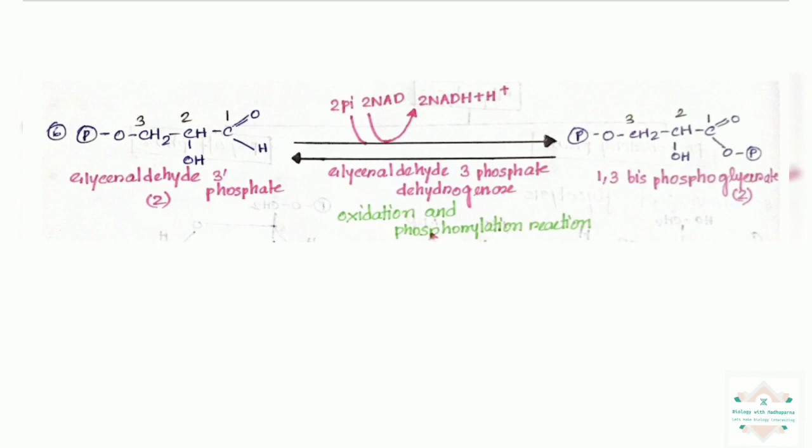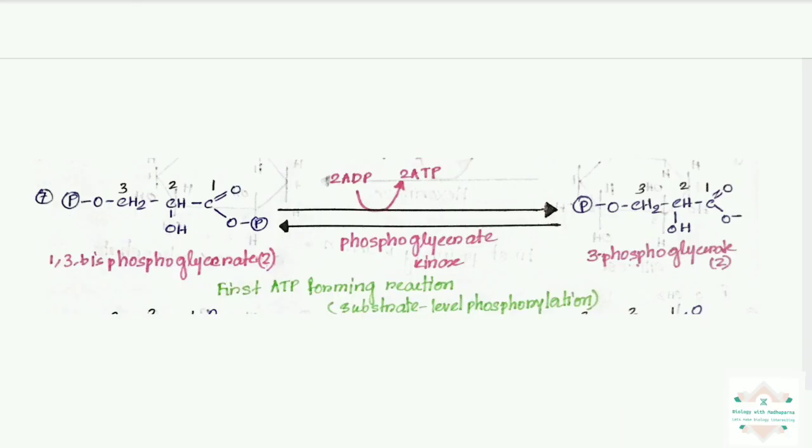So like I have mentioned in my diagram, you can see there. In the next reaction, the seventh reaction, this 1,3-bisphosphoglycerate will be converted back into 3-phosphoglycerate, two molecules of 3-phosphoglycerate, with the help of the enzyme phosphoglycerate kinase. So you can see that the phosphate which was attached to the first carbon is released back as 2 ATP.